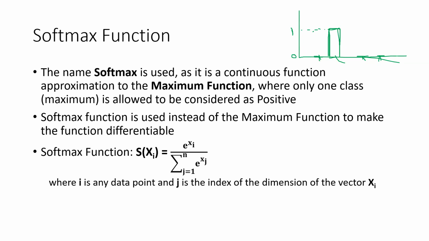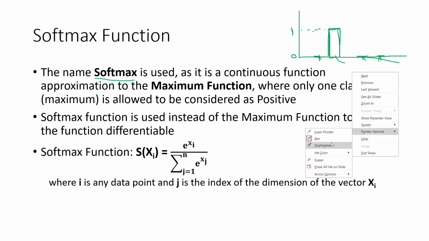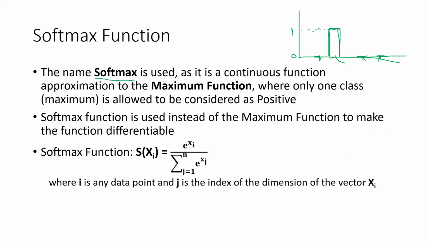Because of that, instead of using the max function, we can use some smooth curve, also known as the soft max function. That is actually what we call the softmax function, right? Just like we used a logistic function instead of the unit step function, we can use the softmax function instead of the max function. That is the idea of using the softmax function. The softmax function would have a different value, something like this.